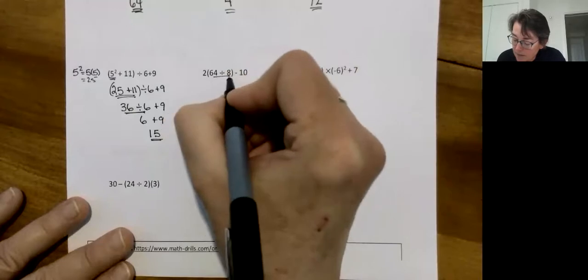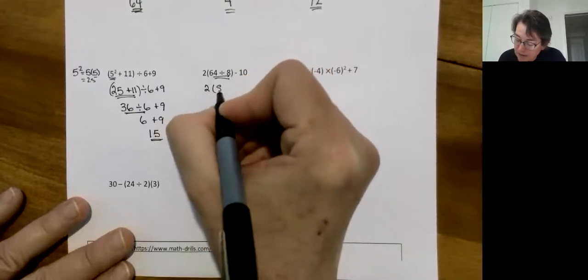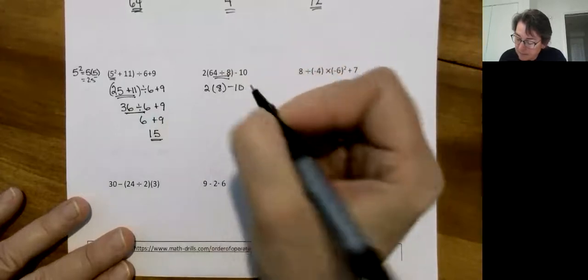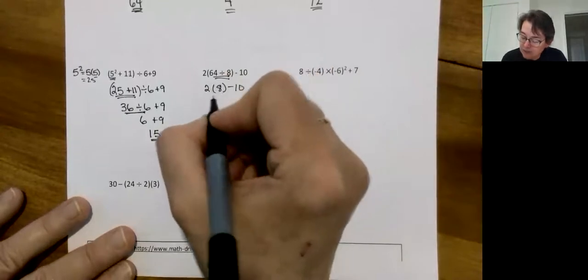All right, we got a brackety bit. So we got 2. 64 divided by 8 is 8 minus 10. Now we've got multiplication and subtraction, so multiplication comes first.